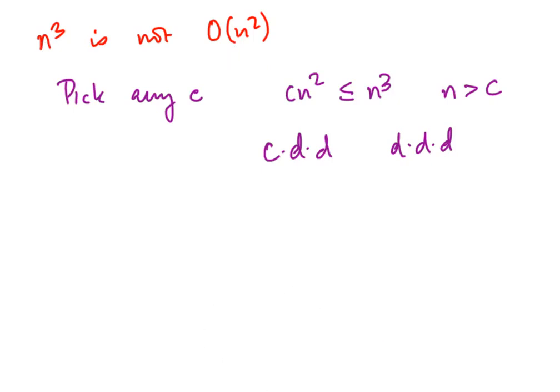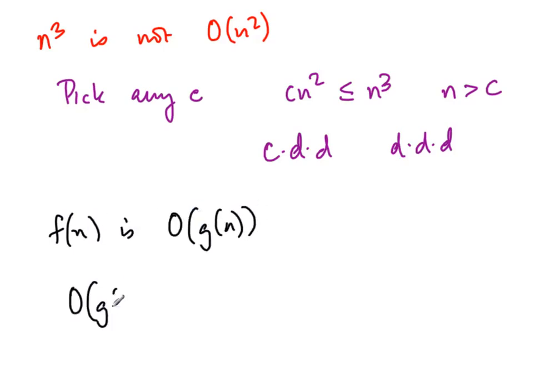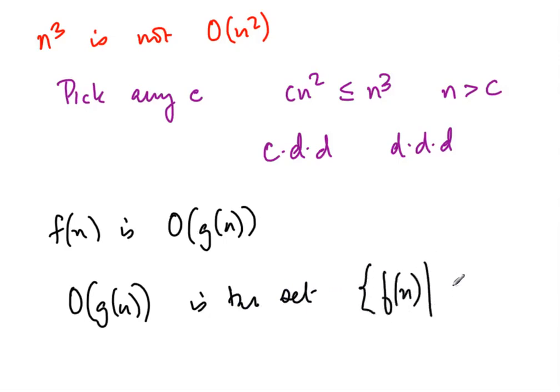So let's just use another piece of notation. So we said that f of n is big O of g of n. So in general, big O of g of n can also be thought of as a set. So it is the set of all f of n such that f is big O of g. Right? So sometimes we will use this notation to just indicate all the possible functions which are big O of g of n.